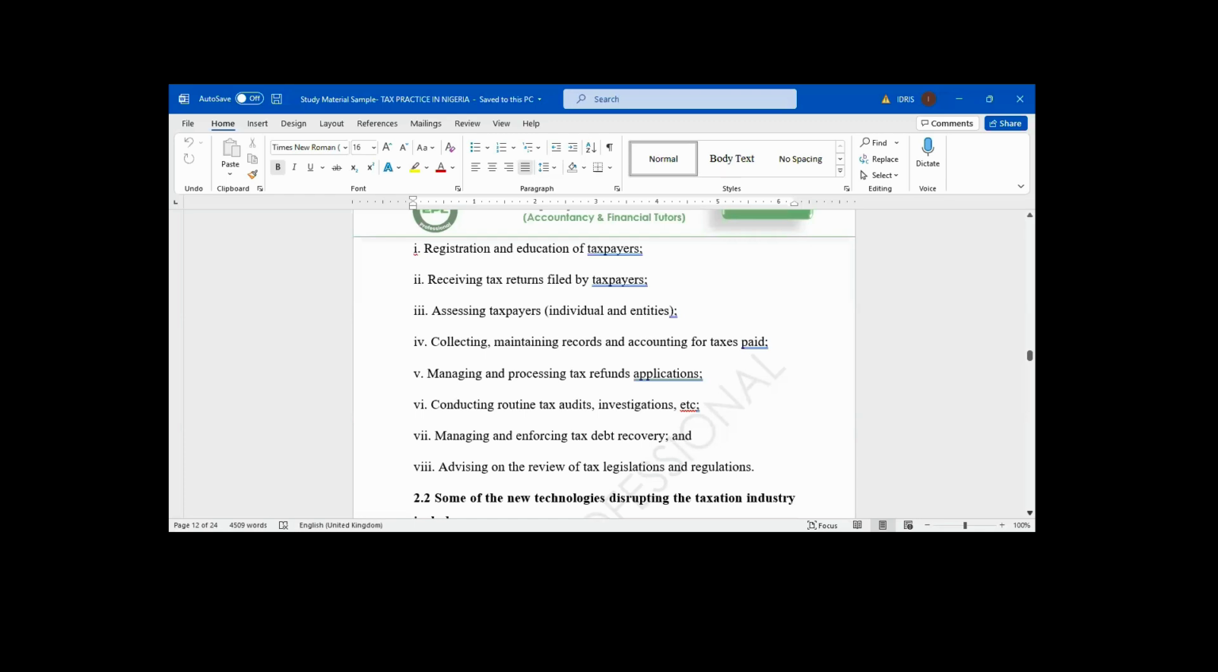Another role performed by tax administrators is conducting tax audit and investigation. After the end of the year, they will go to the taxpayer's office and review their records. By reviewing their records, they are doing tax audits.